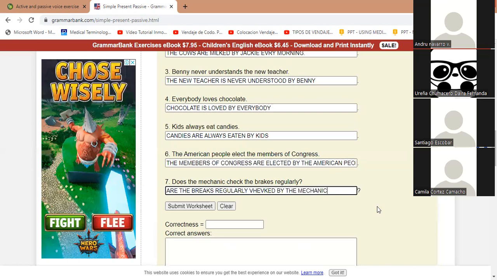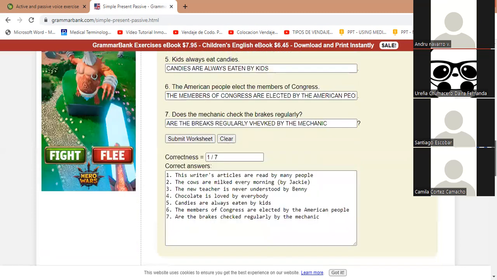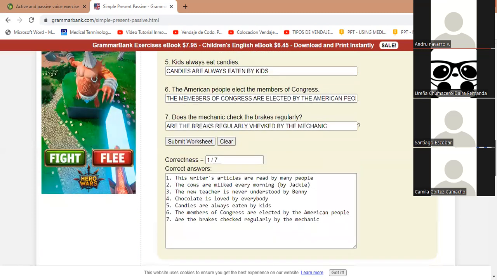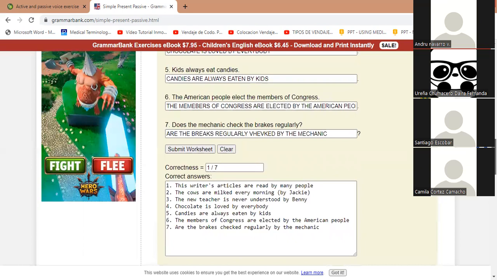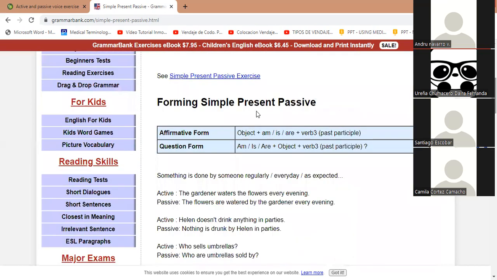See? No voy a poner el show submit worksheet. Ahí está. Those answers, right? We did. Are the brakes checked regularly by the mechanic? The members of Congress are elected by the American people. Candies are always eaten by kids. Chocolate is loved by everybody. The new teacher is never understood by Benny. The cows are milked every morning by Jackie. This writer's articles are read by many people. All right, very good, you guys. So that's the use of the passive voice with the simple present. No problem there. All right.